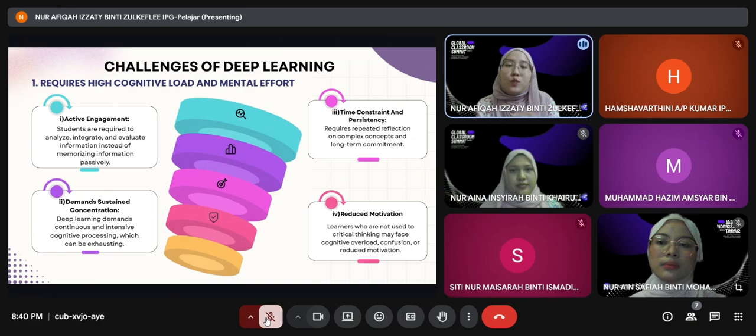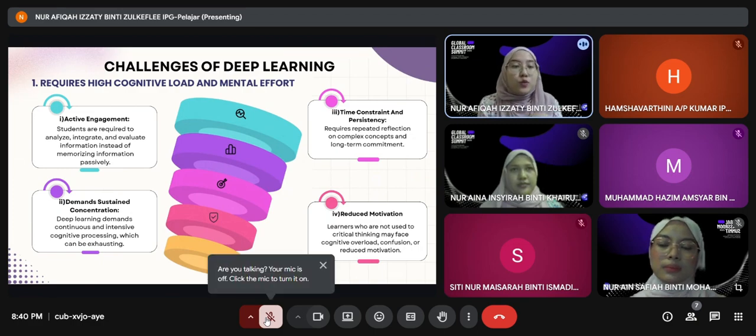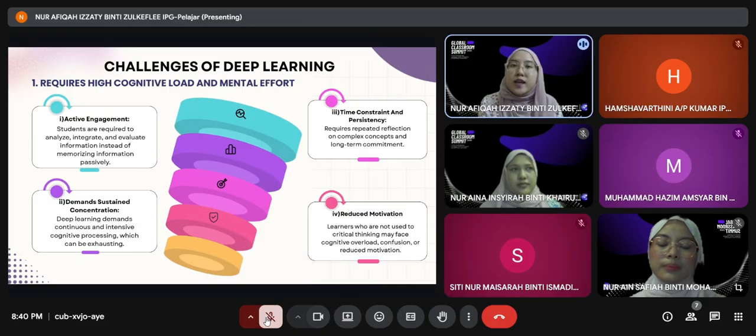You have to pour a lot of effort, which also means active engagement among the learners because students must actively process, organize, analyze, which definitely requires a lot of concentration. And because of that, it demands sustained concentration and a lot of mental effort. Because when it comes to deep learning, you cannot just be a mere recipient of information. You have to dig deeper by questioning a lot, creating a lot of assumptions.